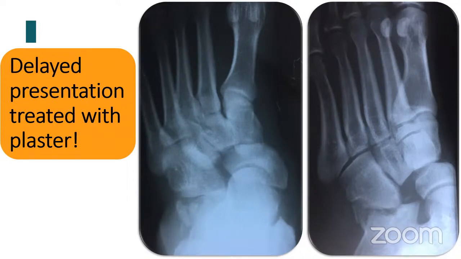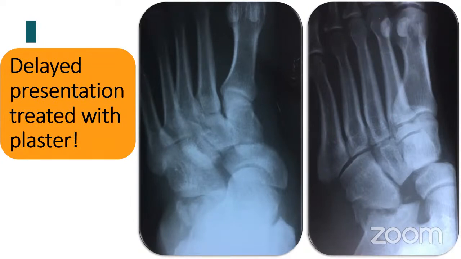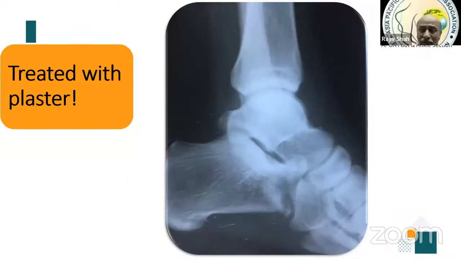The navicular and the cuneiforms are dislocated, and there is a cuboid comminution. Okay, so is that a cuboid? Anterior process of calcaneum is fractured, and the process of cuboid is also fractured. Yes. So this is how he was treated in the plaster.